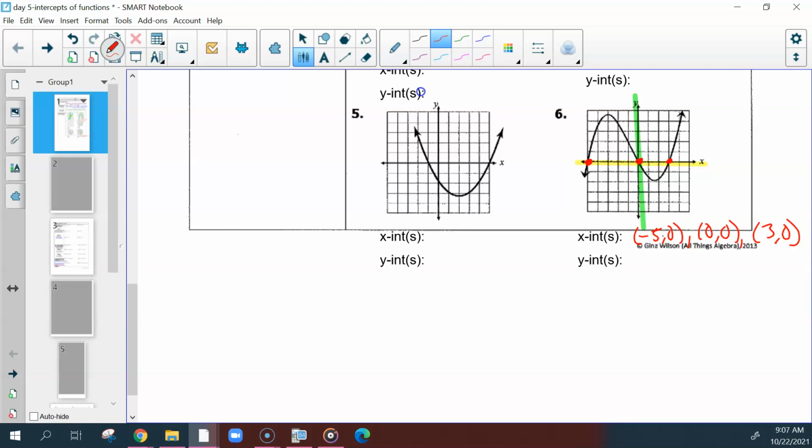What would your y-intercept be here? 0, 0. Sometimes your y-intercept and your x-intercept will be the same thing. It's okay if that happens.